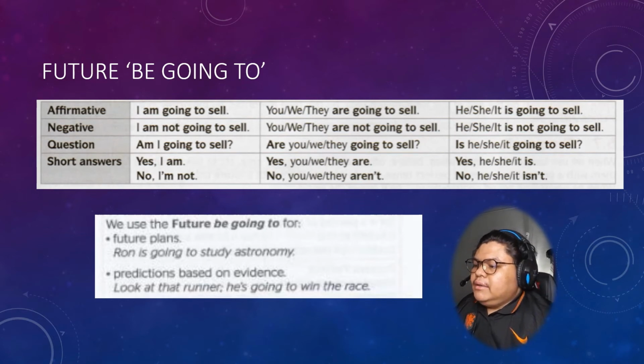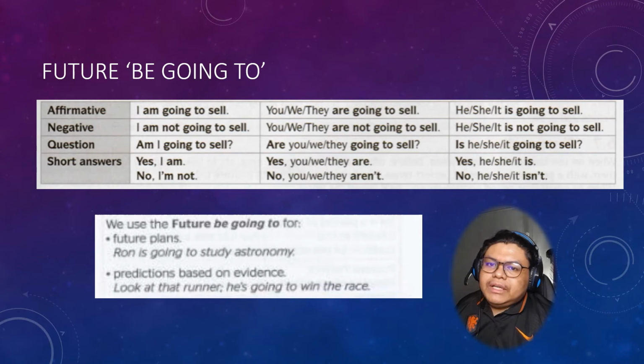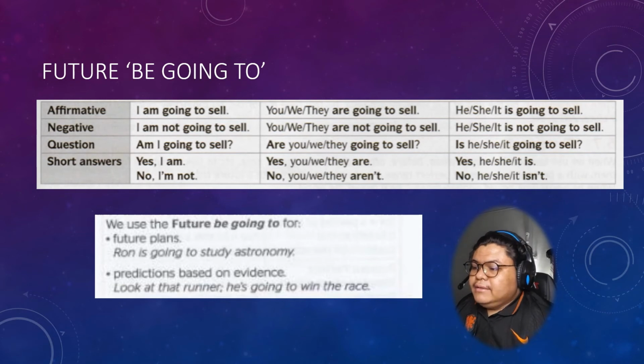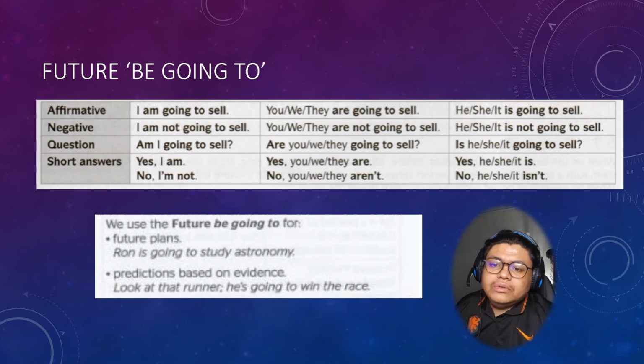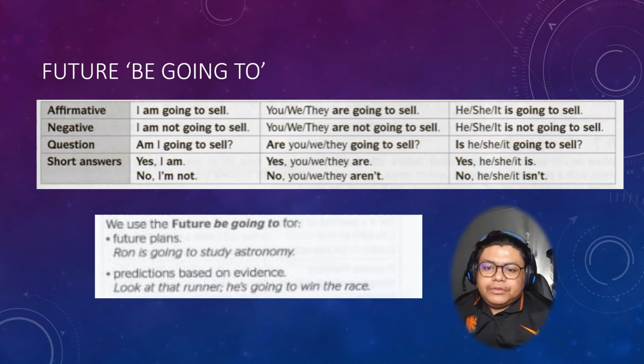Okay, and we also use it to make predictions based on evidence. Okay, so kalau kita buat satu ramalan, prediction, okay, and it is based on an evidence, then we are going to use be going to lah. Okay, look at the runner, he is going to win the race. Okay, so apa evidence dia dekat situ, mungkin the appearance of the runner. Okay, and because of his or her appearance, then we make assumption, or we make prediction that the runner is going to win. Okay, so let's move on to the next slide.